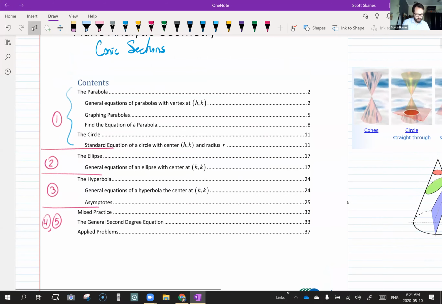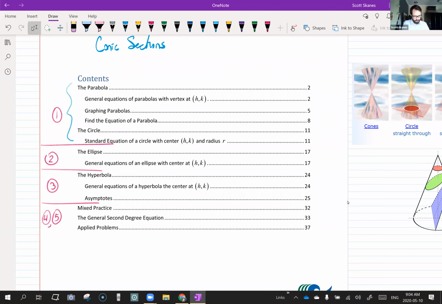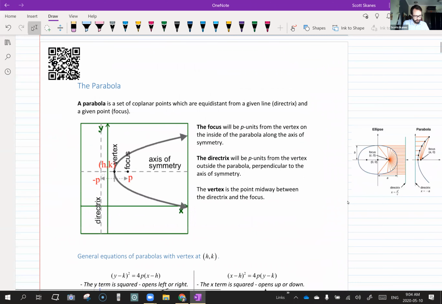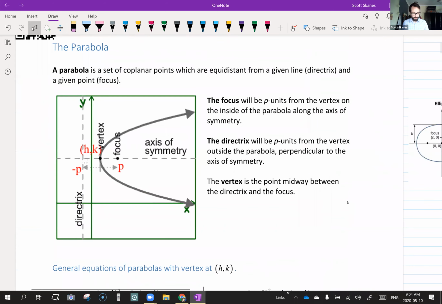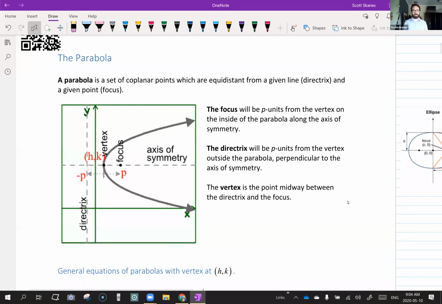So let's get right into it, because like I said, lots to cover today. The first thing, let's do first things first, the parabola. I don't think any of you have had time to watch Tom's videos. If you have, that's great, because he summarized everything. But I'll try to focus on the key points. A parabola is what we've seen before, these curvy lines, smiley face, sad face, and so on. It's a set of coplanar points which are equidistant from a given line and a given point called a focus.